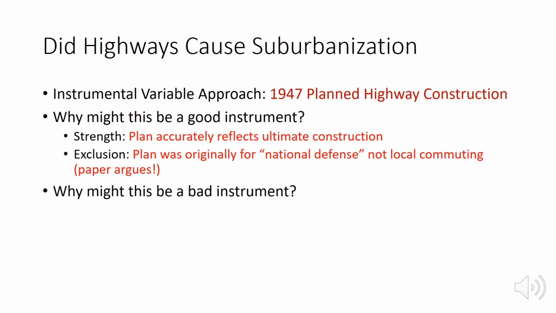The strength of the instrument is because the plan reflects the ultimate construction, and that's what we want to know. Did the construction cause people to move into the suburbs? The paper argues that the plan was originally for national defense and not local commuting efforts. So it sounds like it's exclusive. The plan shouldn't influence whether or not you're moving into the suburbs. Questions so far?